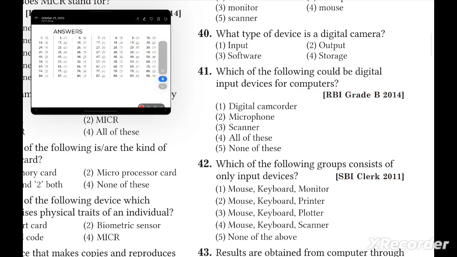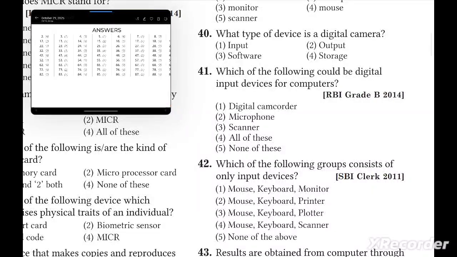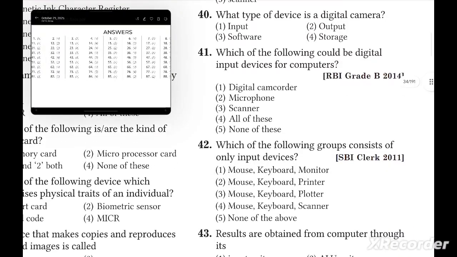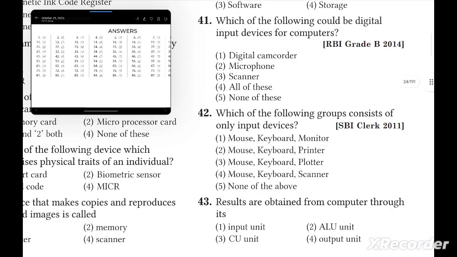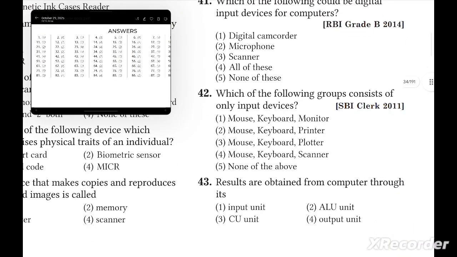Next, which of the following could be digital input devices for computers? First, digital camcorder. Second, microphone. Third, scanner. Fourth, all of these. Fifth, none of these. The correct answer is fourth, all of these.